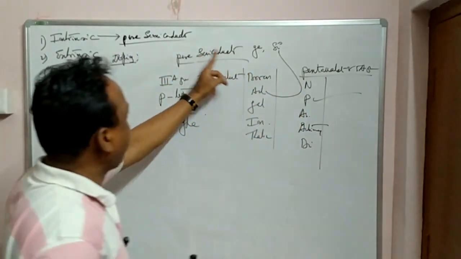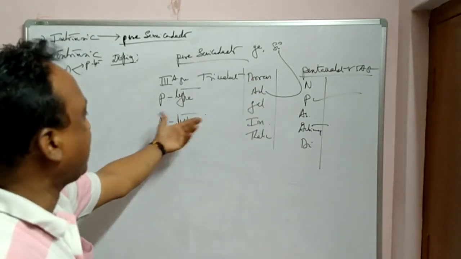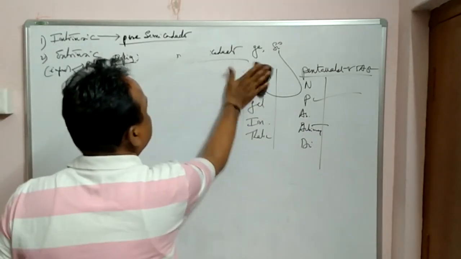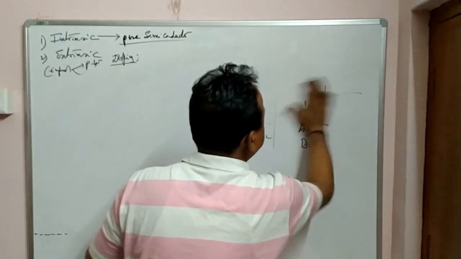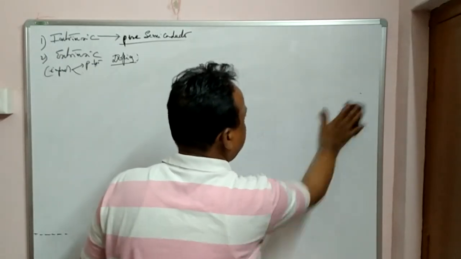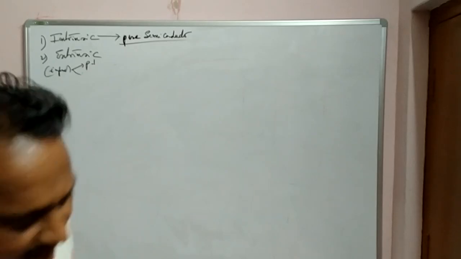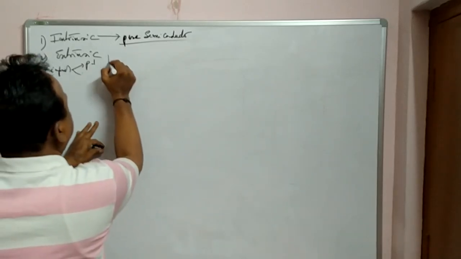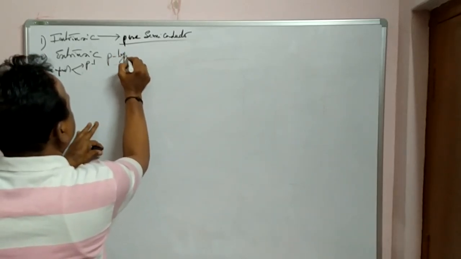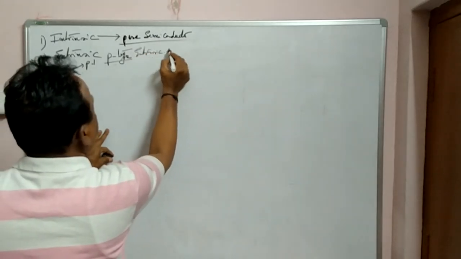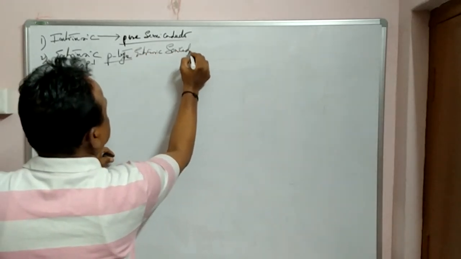is added into the pure germanium or silicon, it becomes N type. Okay, now let us study the structure of P type and N type extrinsic semiconductors. Okay? So for example, if you take a P type extrinsic semiconductor.